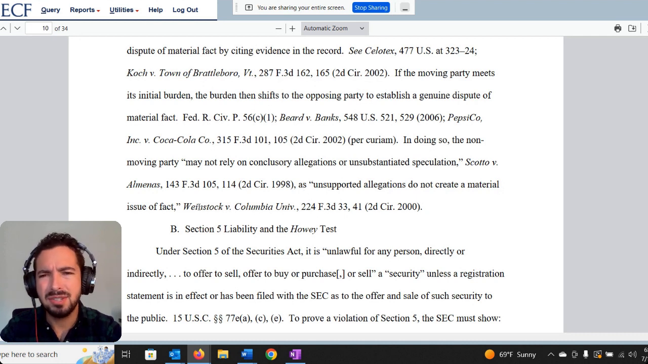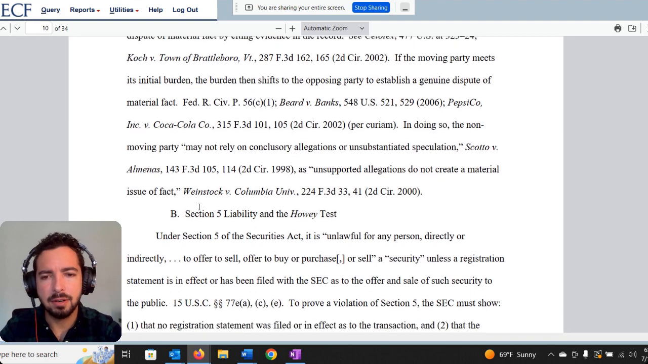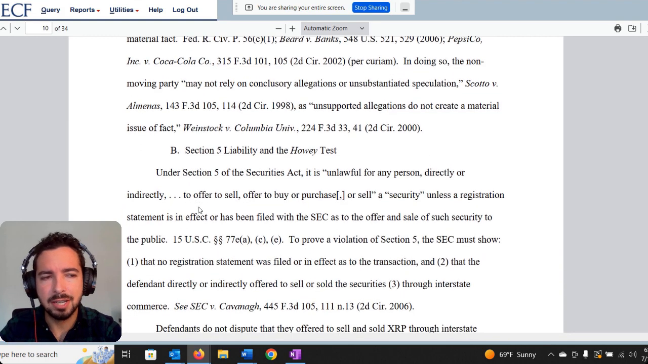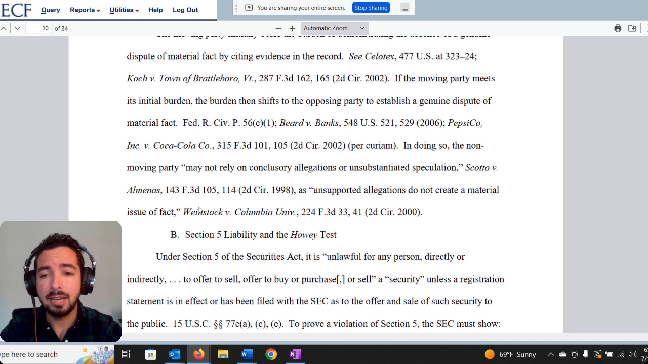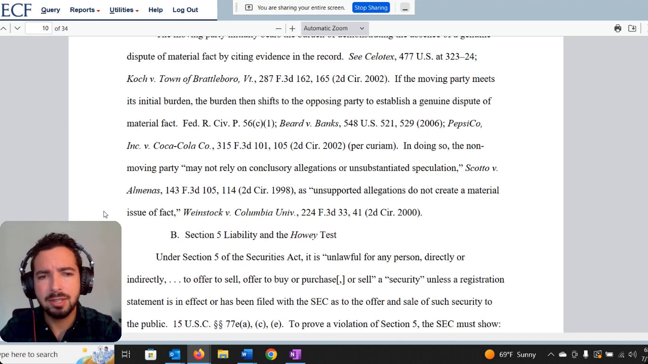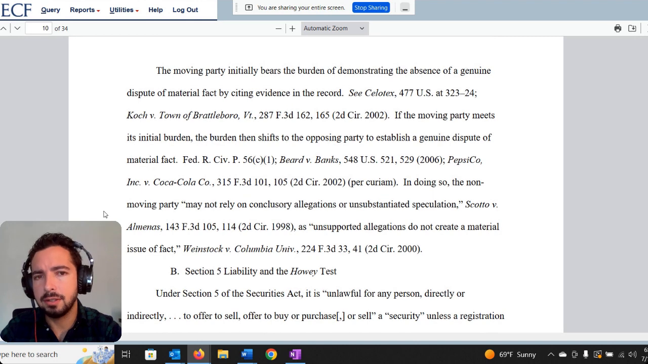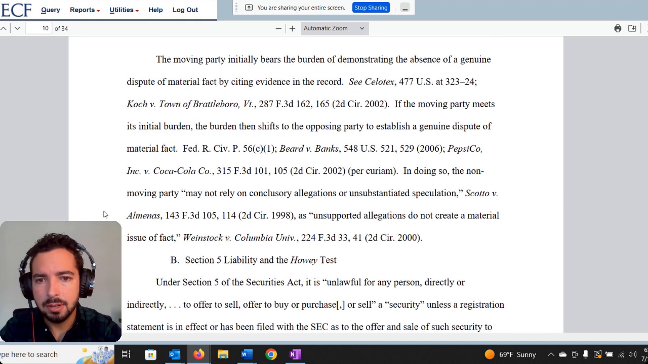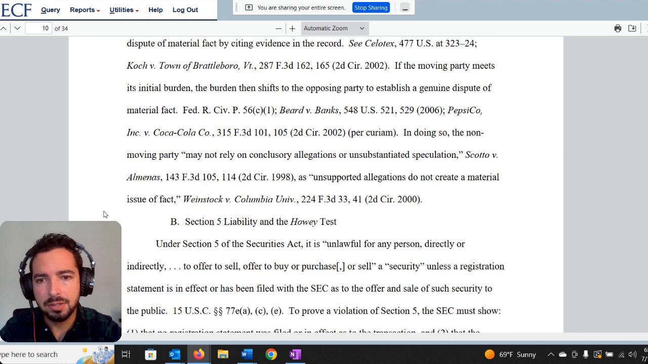So this is all just explaining the standard for a summary judgment for the folks that don't understand what that means. A lot of times I might have mentioned this in my first video, but my clients don't understand that you're not entitled to a trial in every circumstance. And so the summary judgment is one of those instances where you're not entitled to a trial.